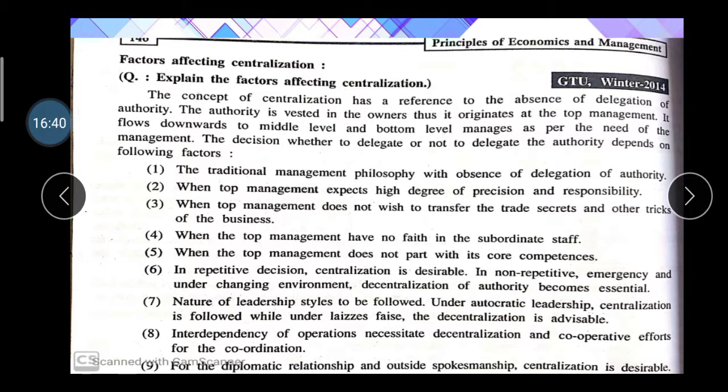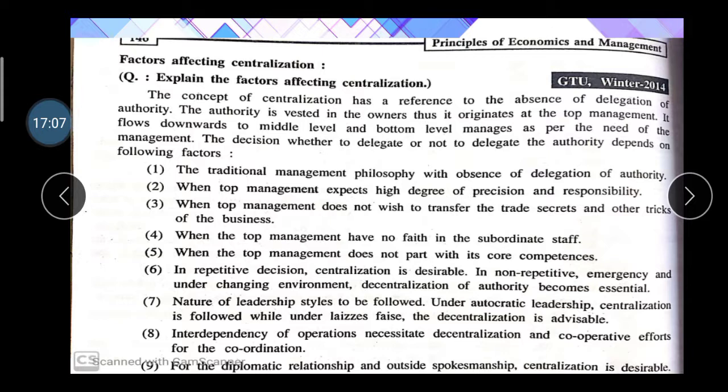The authority is vested in the owner, the origin of the top management. Its flow is downward to the middle level and bottom level managers as per the need of the management. The decision whether to delegate authority or not depends on the following factors. First factor is the traditional management philosophy with the options of delegation of authority.